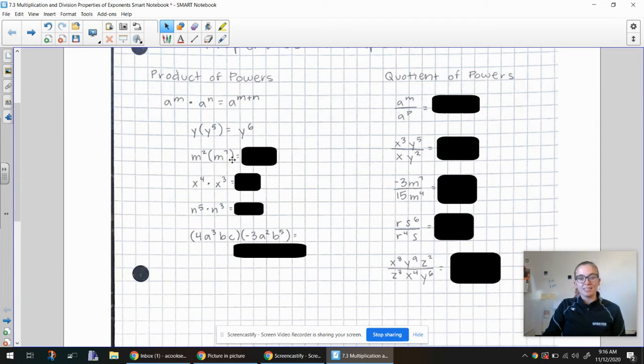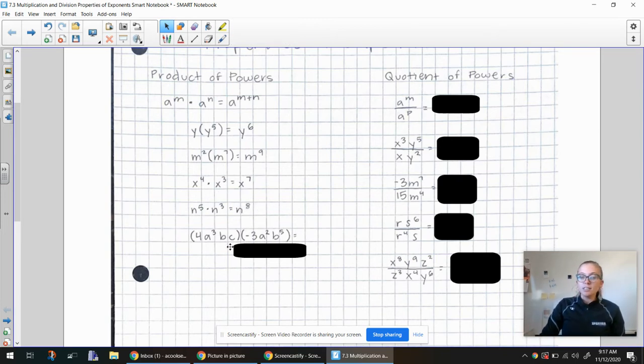Next, we have m squared times m to the 7th. Well, product of powers says that we add our exponents when we have the same base. So 2 plus 7 is 9. x to the 4th times x to the 3rd, 4 plus 3 is 7. n to the 5th times n to the 3rd, 5 plus 3 is 8.